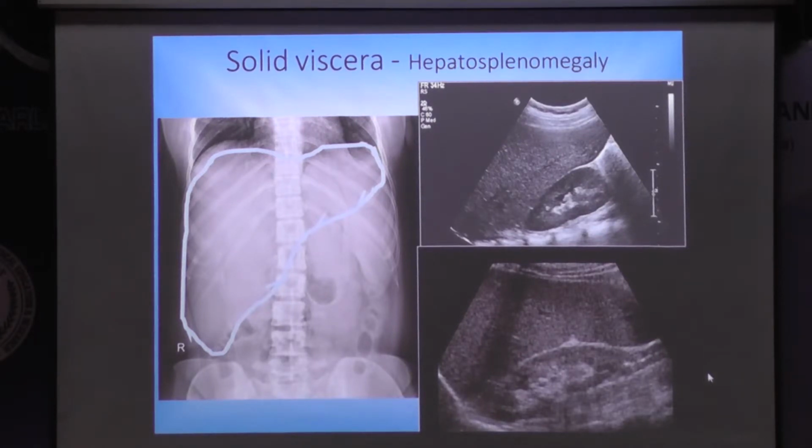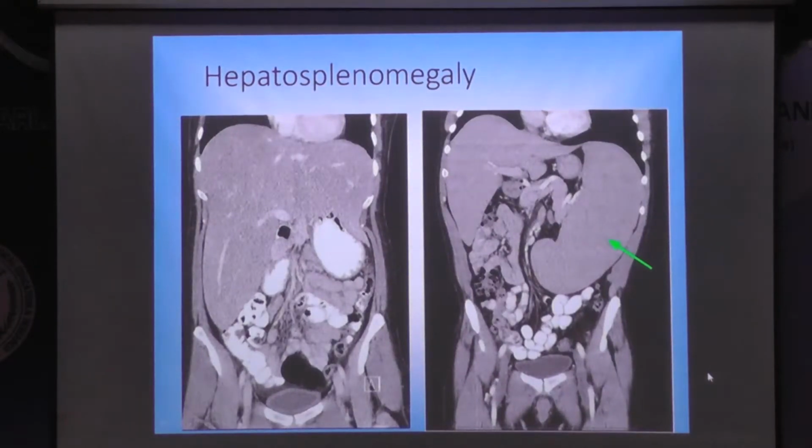What comes to our help is ultrasound. Here you see an ultrasound picture showing the liver which is enlarged. When the lower edge reaches below the level of the kidney, we consider the liver enlarged. This is a picture of the spleen which shows an enlarged spleen. The same thing is seen on CT here, an enlarged liver and an enlarged spleen.